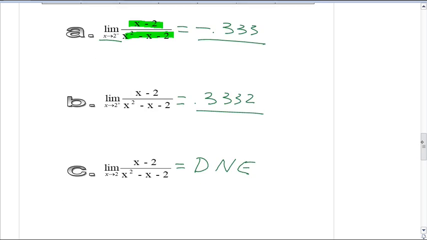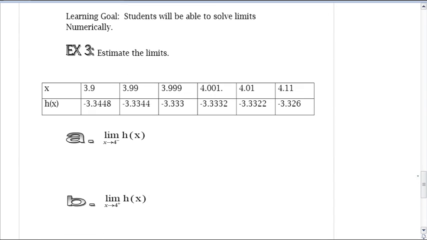Alright, I hope you're getting a grasp of this. It's not too bad. Okay, once again, we don't have a function here, at least a name. We just have a table, which is perfectly fine. Let me grab Mr. Red here, and I'm approaching 4 this time. And if I'm approaching from the left-hand side, I'm going to stop at 3.999, and I look down at my height, which is negative 3.333. Approximately negative 3 and 1/3.